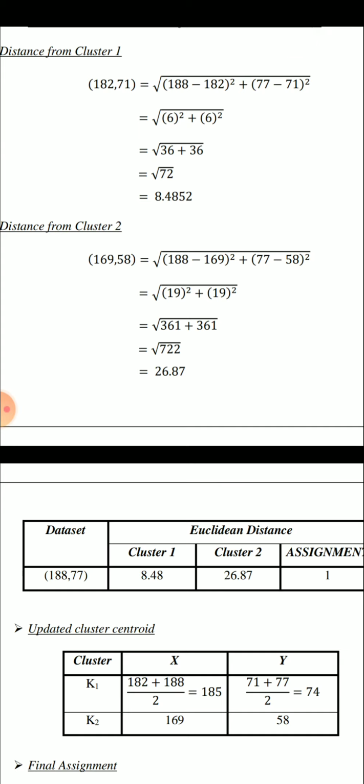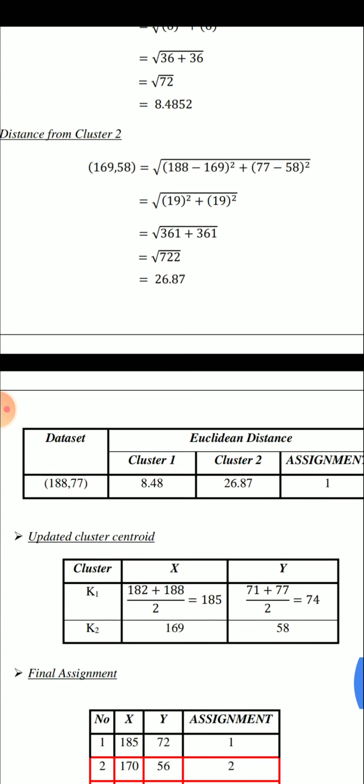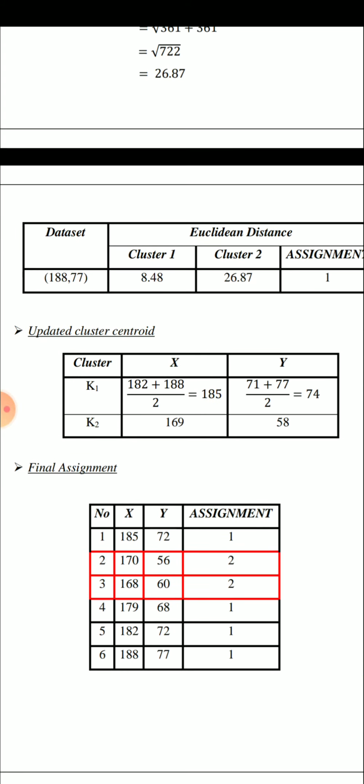For the data point 188, 77, for cluster 1 we get distance 8.48 and for cluster 2 it is 26.87. Whichever is less, cluster 1. So assignment 1 is given. Then we update the cluster centroid. Cluster k1 is equal to 182 plus 188 by 2, which is equal to 185, and 71 plus 77 by 2 is equal to 74. For k2 it is 169 and for y it is 58. Then the final assignment we get is: 185, 72 assignment 1; 170, 56 assignment 2; 168, 60 cluster 2; 179, 68 cluster 1; 182, 72 cluster 1; 188, 77 cluster 1.